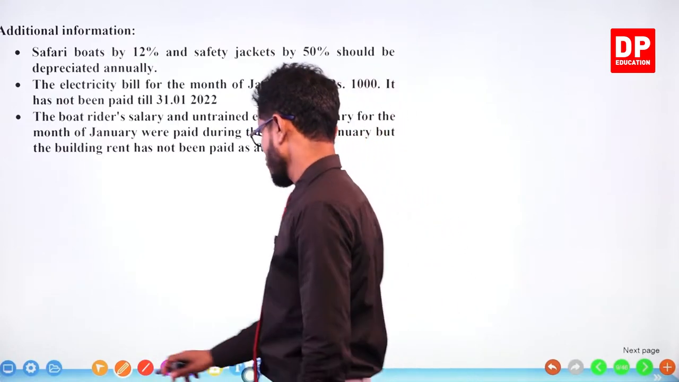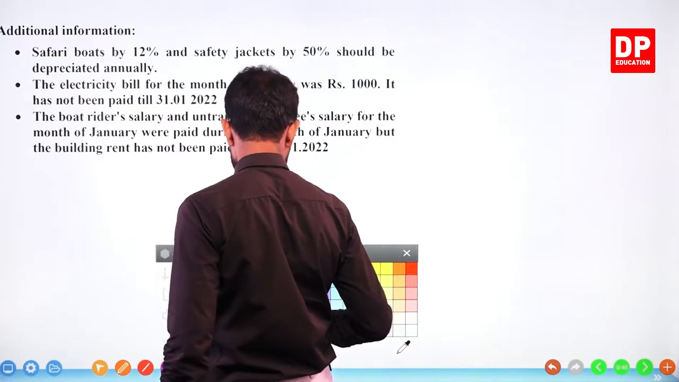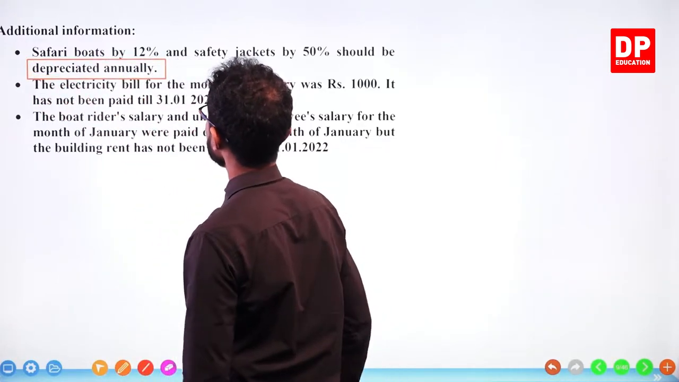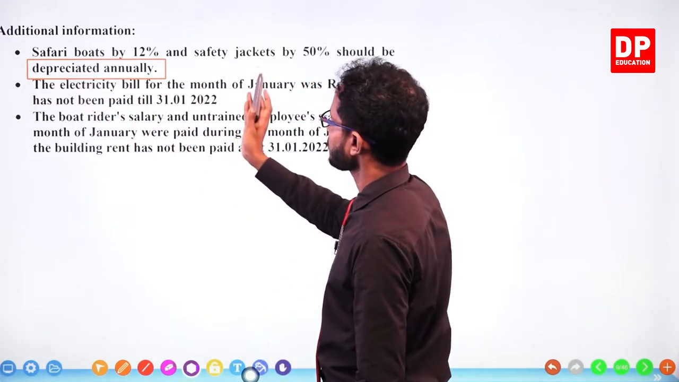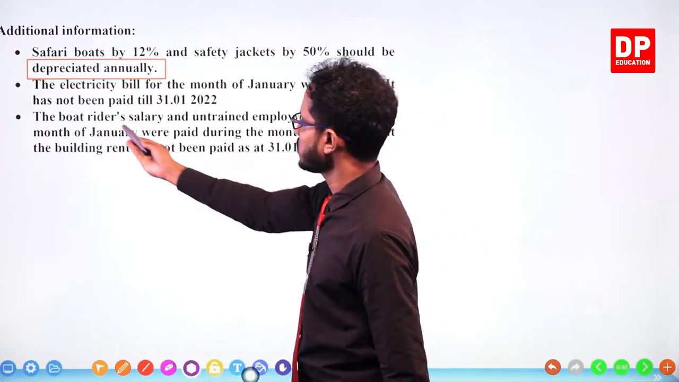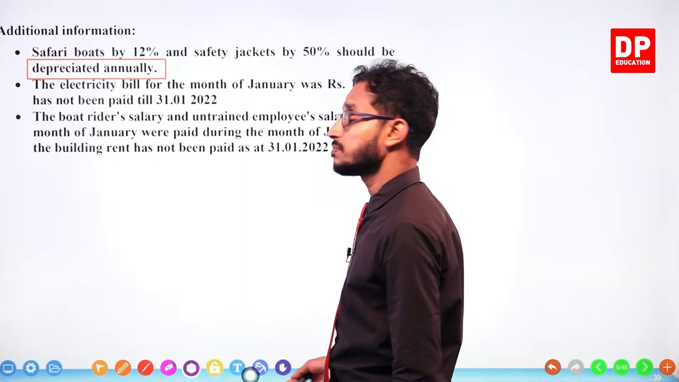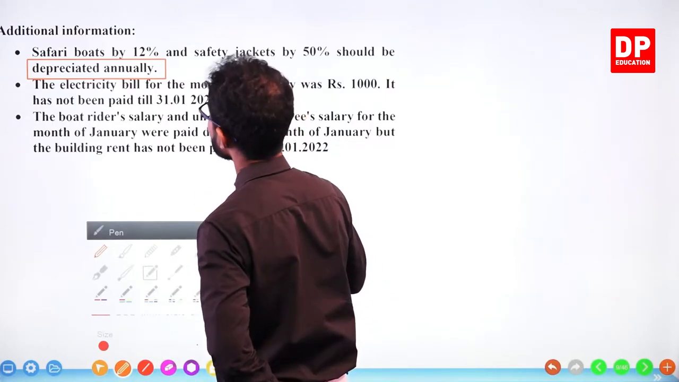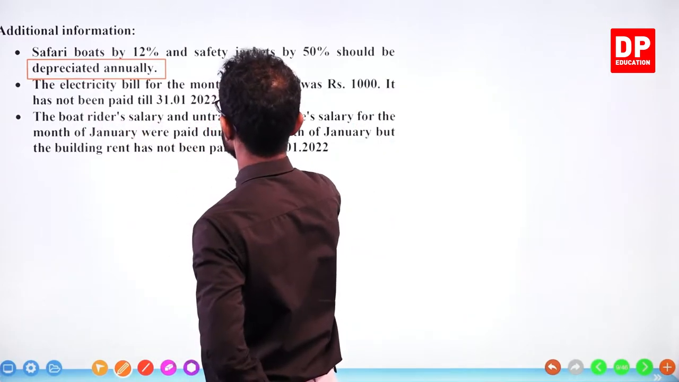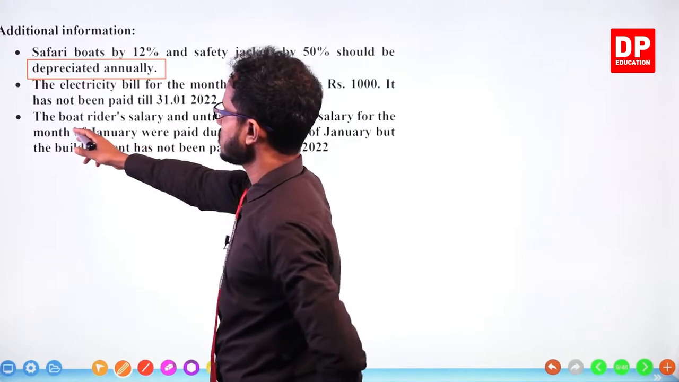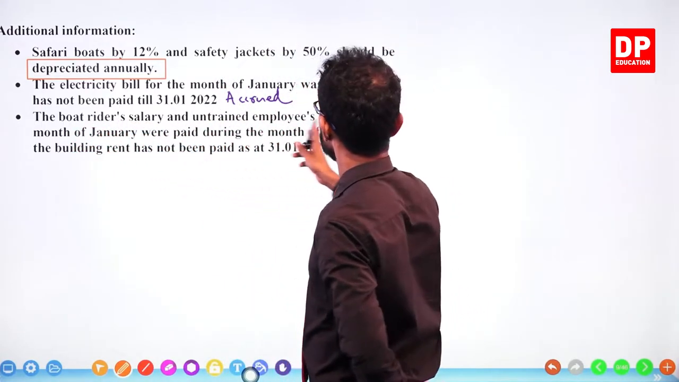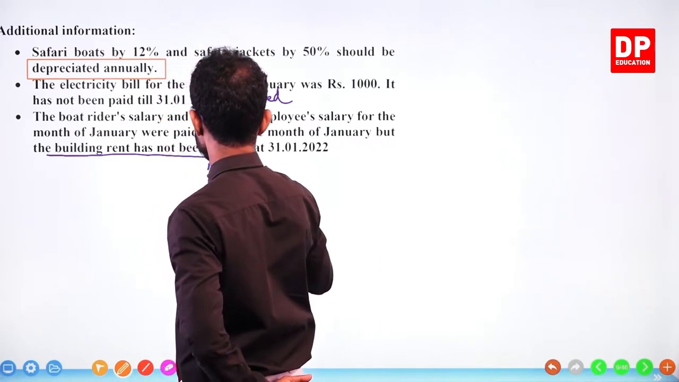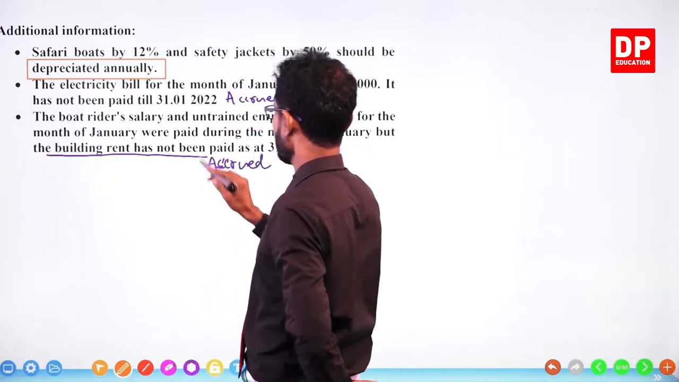Depreciation. That is something which everybody misses. Electricity bill for the month of January, 1000, has not been paid. Untrained employee salary for the month of January was paid during the month. But the building rent has not been paid. Some accrued expenses. There is also one more piece of information here. Building rent, accrued.